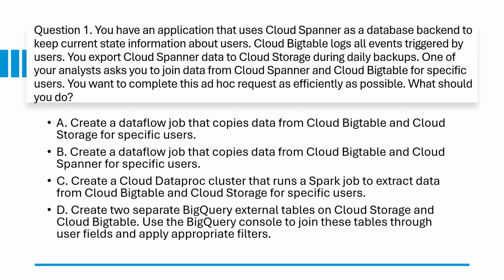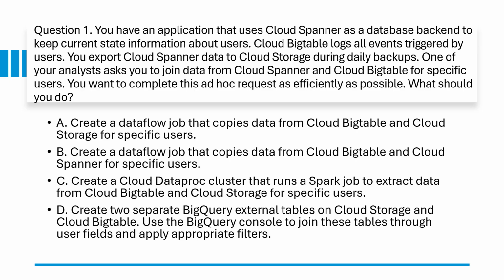Question 1. You have an application that uses Cloud Spanner as a database backend to keep current state information about users. Cloud Bigtable logs all events triggered by users. You export Cloud Spanner data to Cloud Storage during daily backups. One of your analysts asks you to join data from Cloud Spanner and Cloud Bigtable for specific users. You want to complete this ad hoc request as efficiently as possible. What should you do?